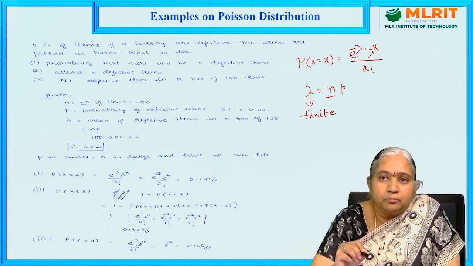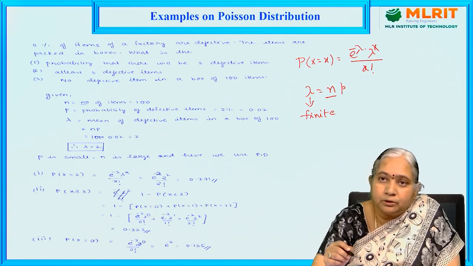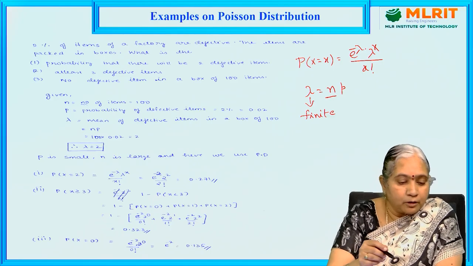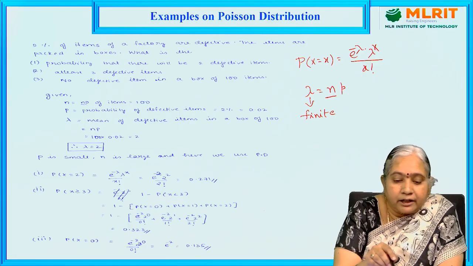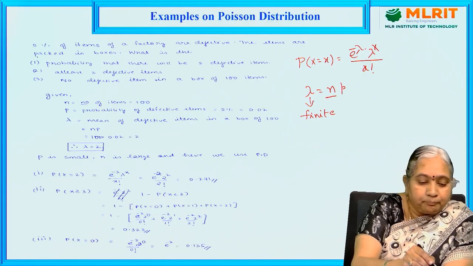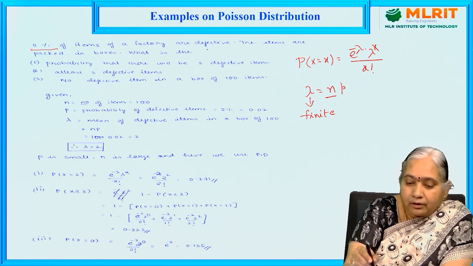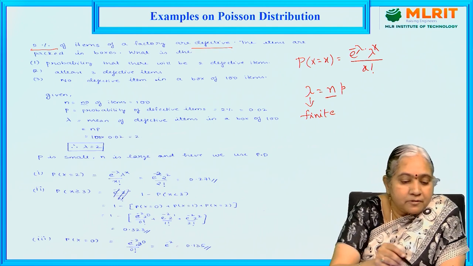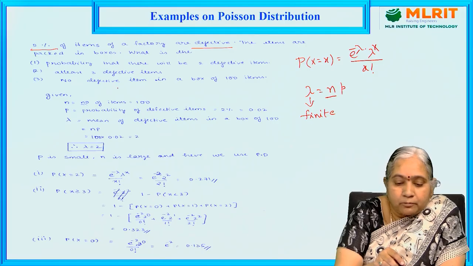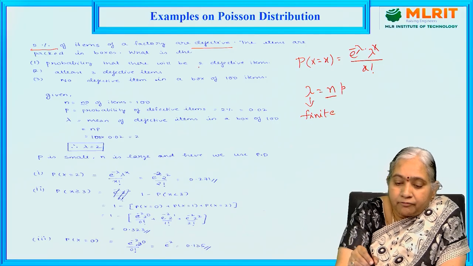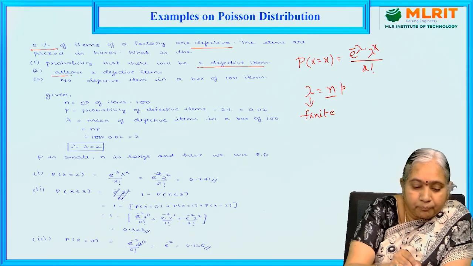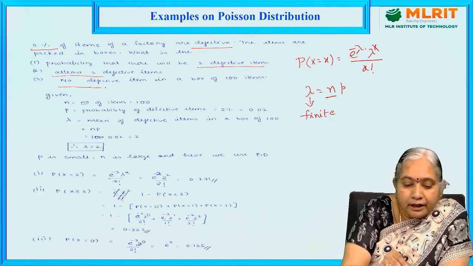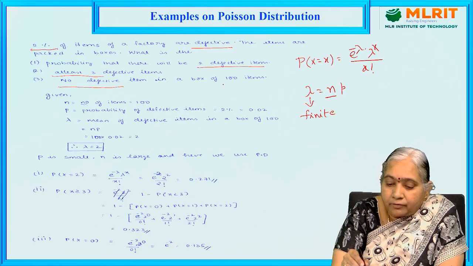So these are all the properties of Poisson distribution to find the probabilities. Here we solve some problems in Poisson distribution. Here 2% of the items of a factory are defective. The items are packed in boxes. What is the probability that there will be 2 defective items, at least 3 defective items, no defective item in a box of 100 items?